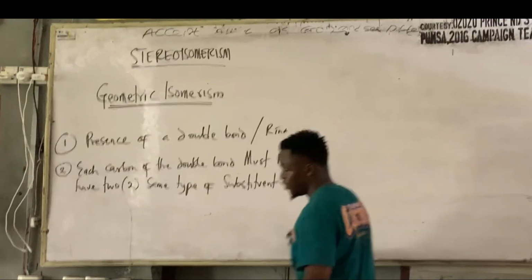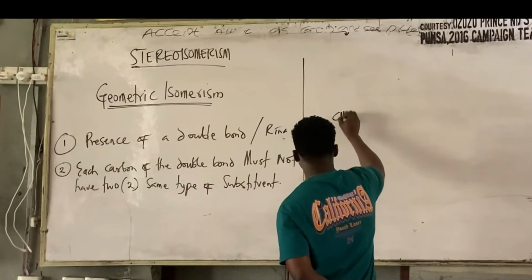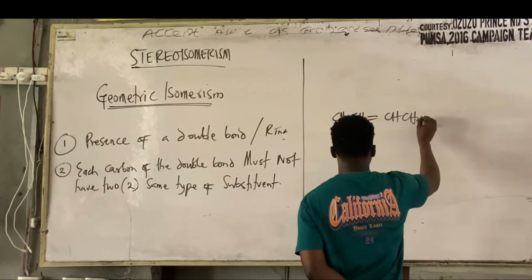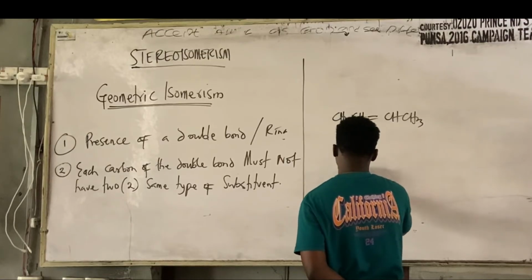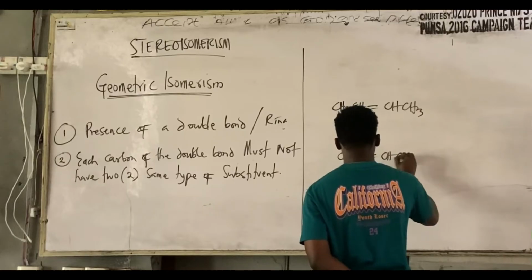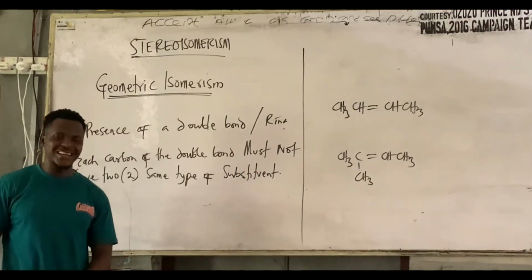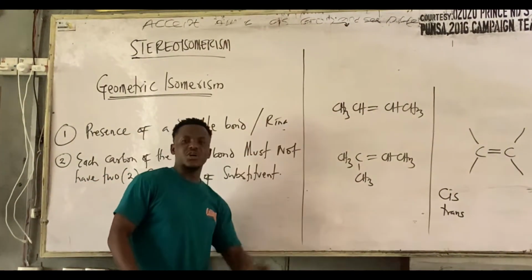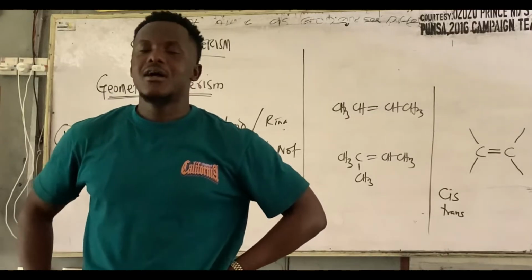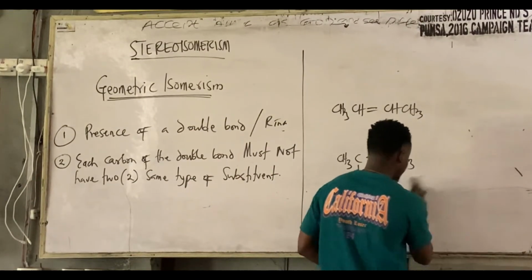Which of the following would exhibit geometrical isomerism? CH3. The first or the second? Between this and this, one would exhibit geometrical isomerism. The first one is the correct answer.